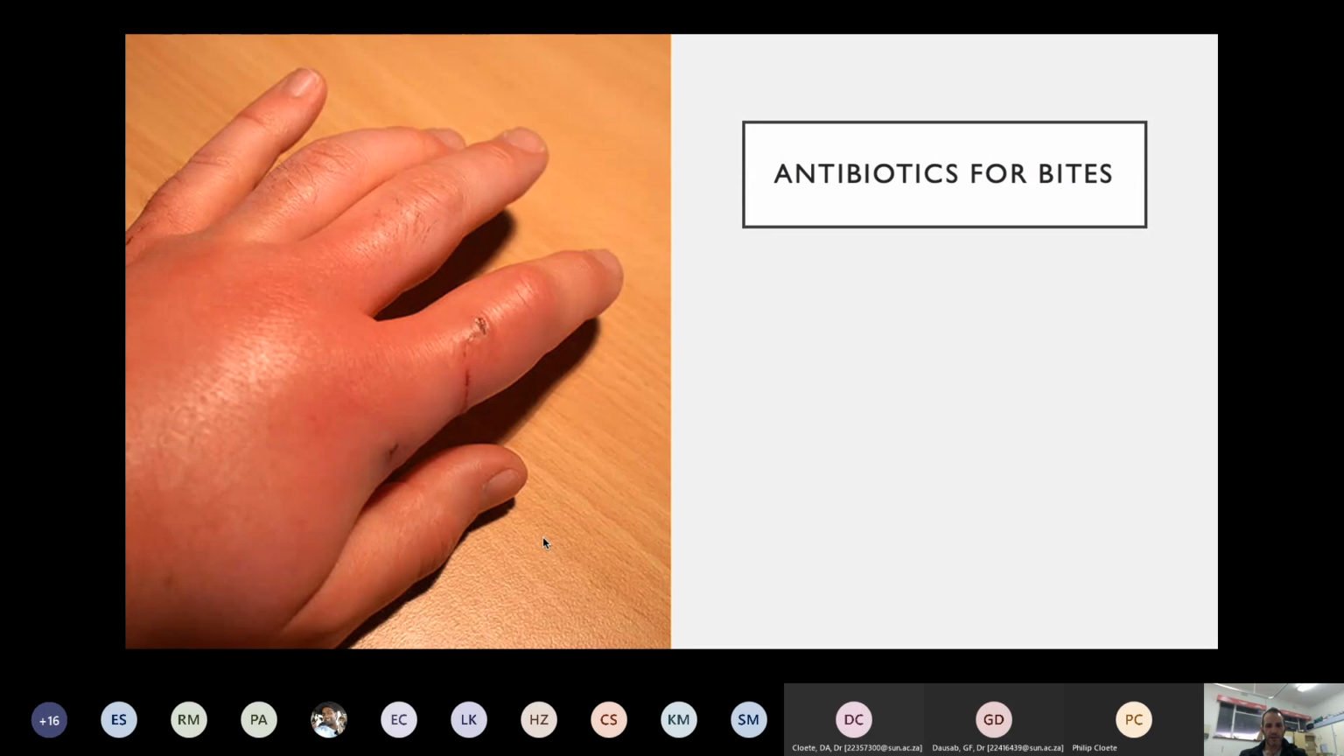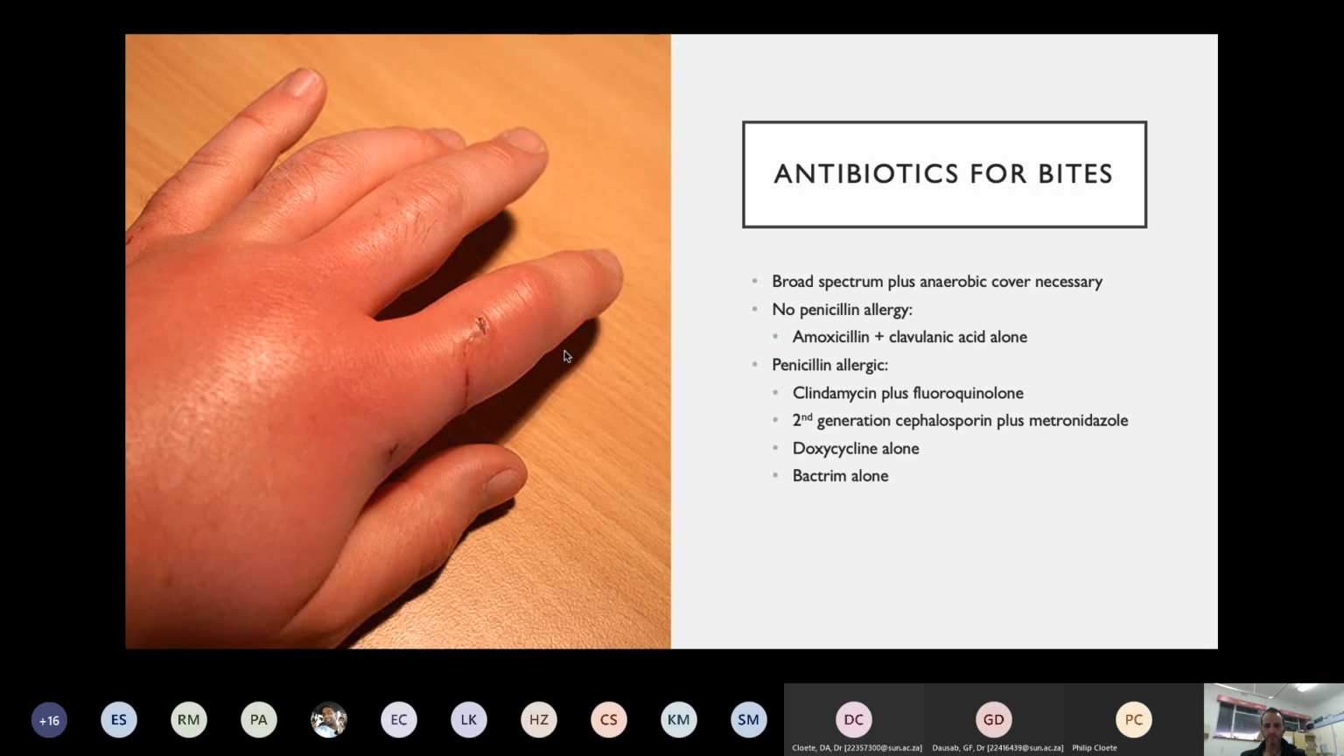So just briefly, antibiotics for bites need to be broad spectrum and they need to have anaerobic cover as well. This is actually a cat bite, which is now being complicated by hand sepsis. If patients have no allergy to penicillin, co-amoxiclav, Augmentin, amoxicillin plus clavulanic acid alone is fine. You don't need to give metronidazole. Co-amoxiclav is good anaerobic cover by itself.